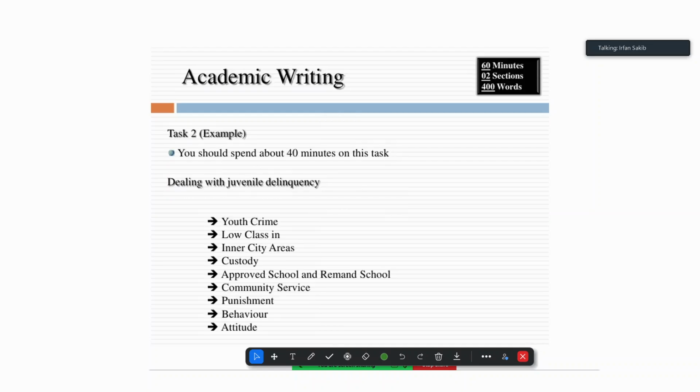Here is one topic given: dealing with juvenile delinquency. Delinquency means crime. How to deal with juvenile delinquency? The points that you can mention are youth crime, low class inner city areas, custody, approved school and remand school, community service, punishment, behavior and attitude. So this will be part of the academic writing task 2.